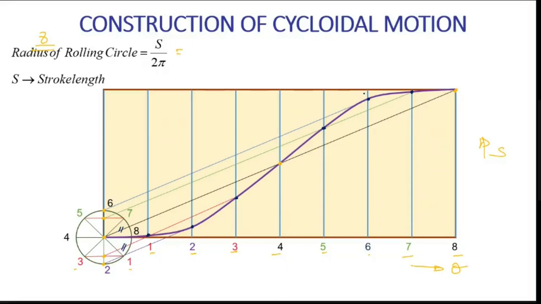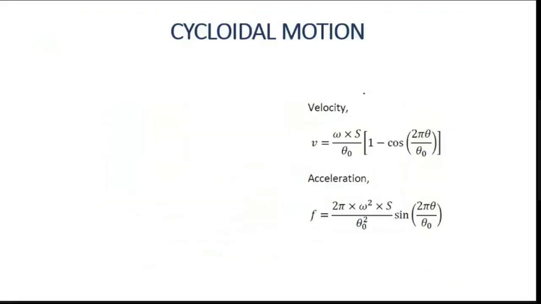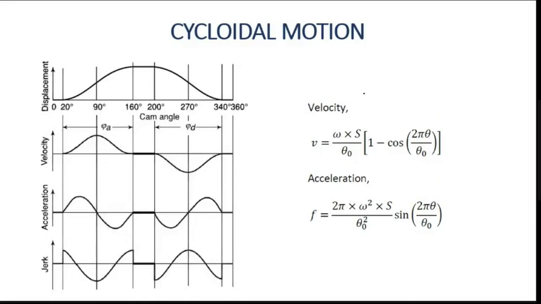Any doubt on this? Now, this is the formula for velocity and acceleration for the cycloidal motion. Right? So if they ask you, just substitute this and find out what the value is. Last slide one.